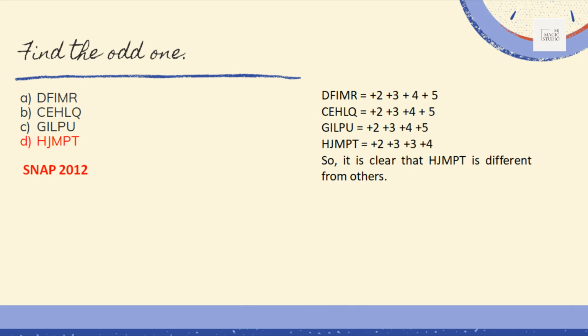So it is like second from D, then third from F, then fourth from I, then fifth from M. The pattern is followed in the first three, but not in the fourth one. In the fourth one, it is second from H, third from J, again third from M, and fourth from P. So it is clear that the fourth option, H, J, M, P, T, is different from others. So it is the odd one out. Very good, people. Very good.